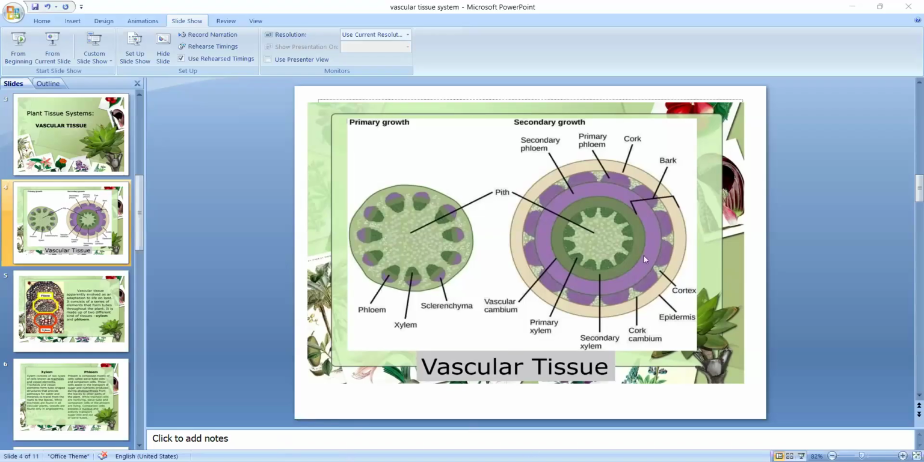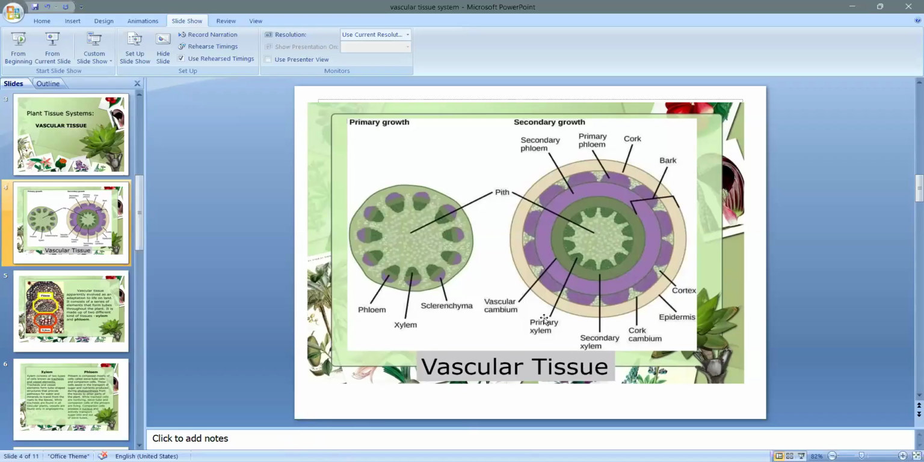So next, come to the primary phloem. The phloem present in a vascular bundle is known as the primary phloem. It is found away from the center of the axis, that is, towards the periphery.